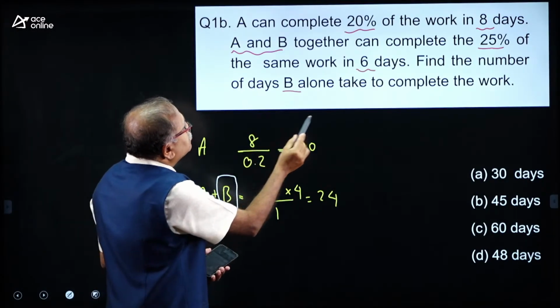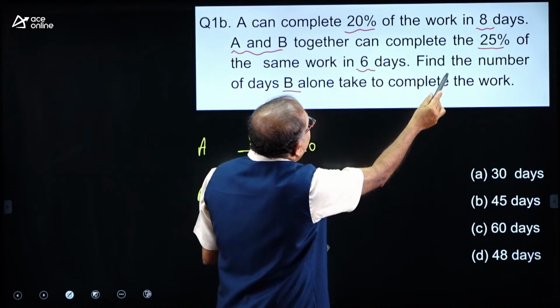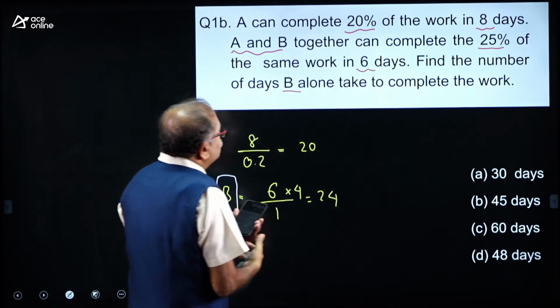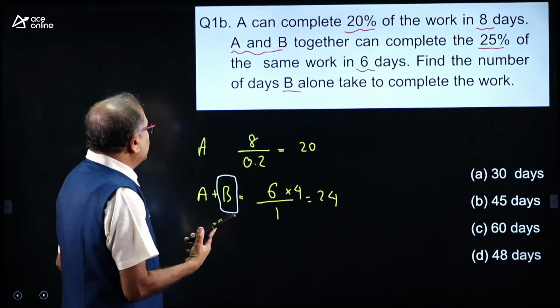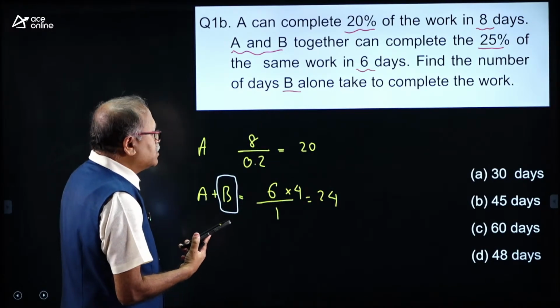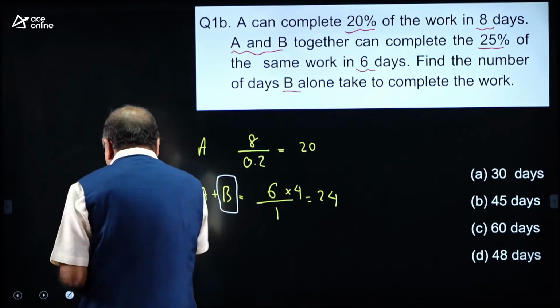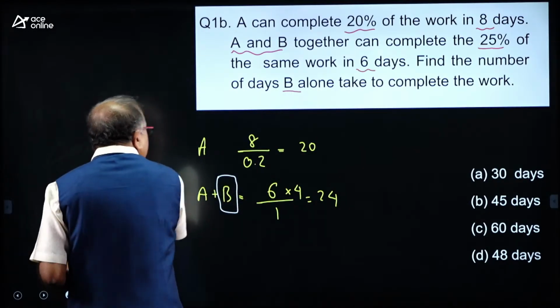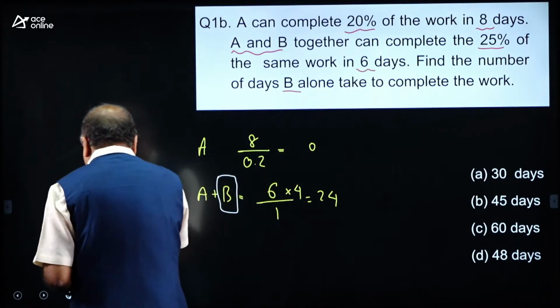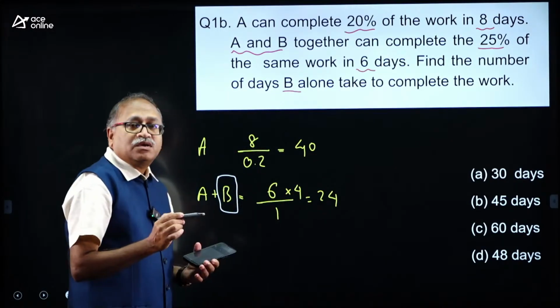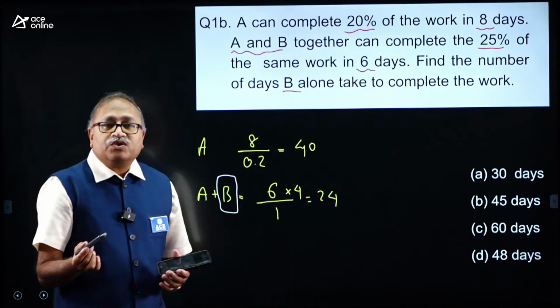A and B together complete 25% in 6 days. So A plus B together will take more than 24. So this is 40. I made a mistake here. This is 40. Okay, let me write down this one. This is 40 days, 8 divided by 0.2.